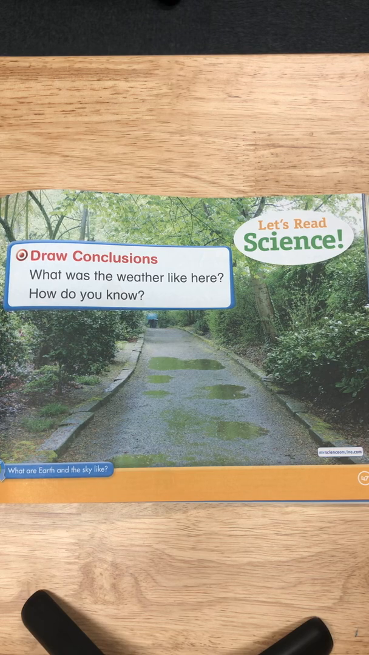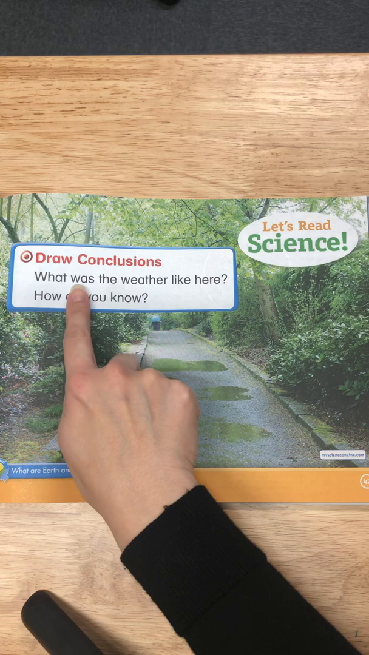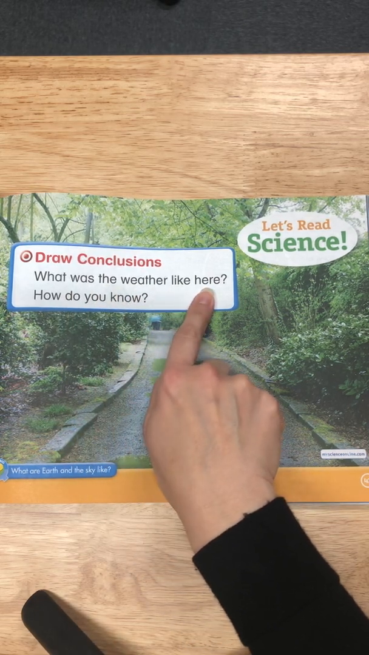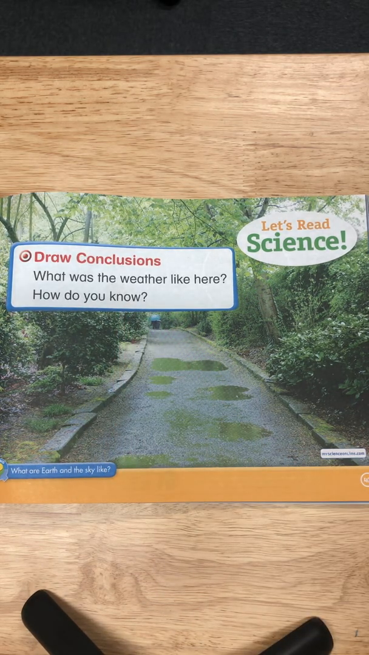That means that we're going to think about what clues there are on this page that help us to know what the weather is like. All right, so I'm going to read it to you and then we'll talk about it. Draw conclusions. What was the weather like here? How do you know? All right, so when you draw conclusions, you try to figure something out by thinking about the details, the things that you already know, right? By looking at this page.